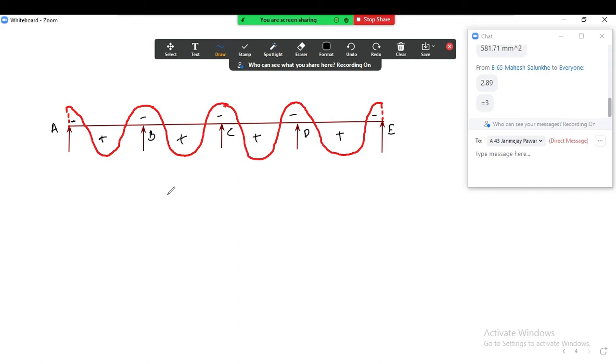So if you got this, whatever I am telling, then write something about the continuous beam, write some notes. Okay, so continuous beam.